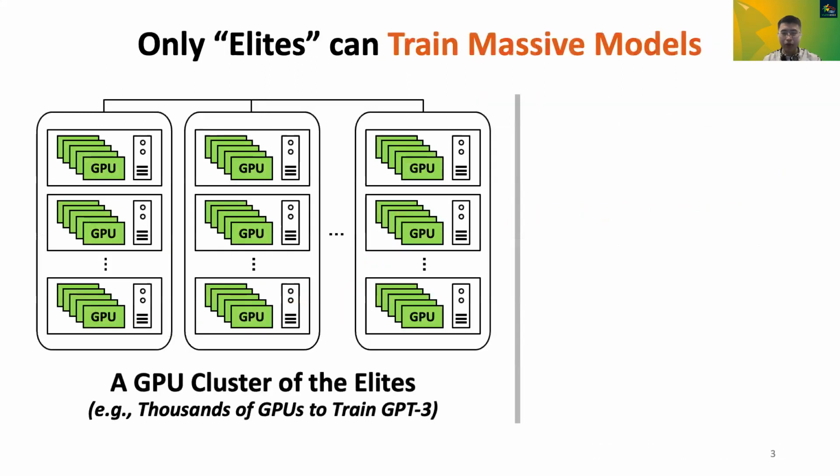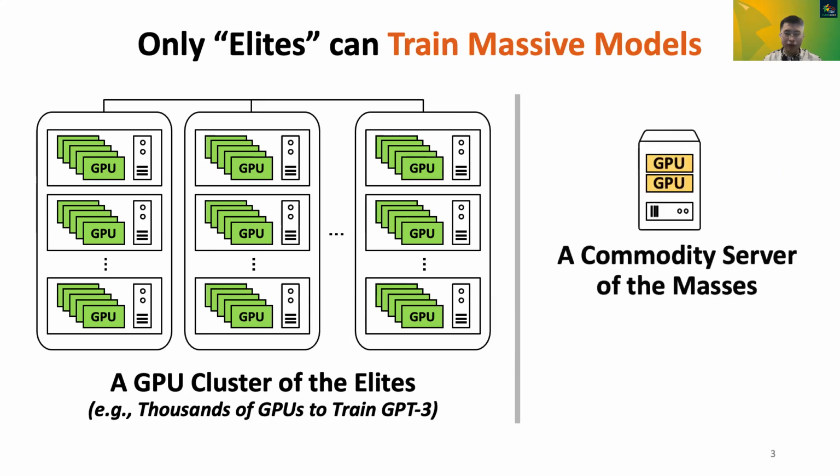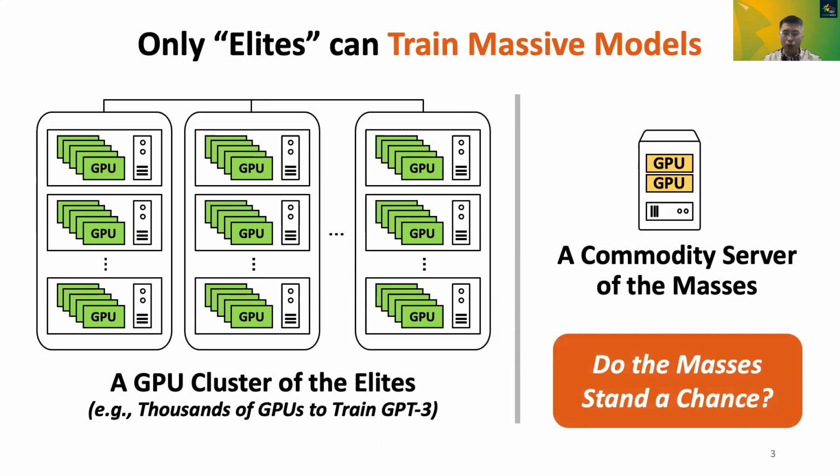Now, training massive models demands so many resources such that only the elite, the big companies who own the data center of GPUs, can still be in the game, like using 1,000 GPUs to train a GPT-3. But most researchers, the mass, might have only limited resources, like a single server with several GPUs. Do you and I, who have only such a server, even stand a chance of developing, debugging, and training massive models?